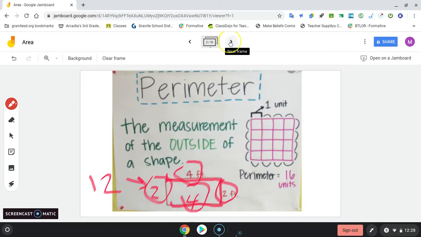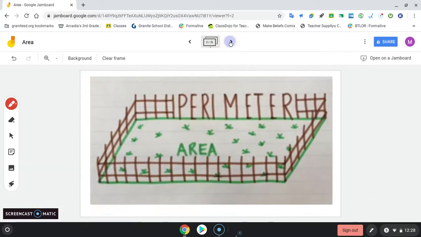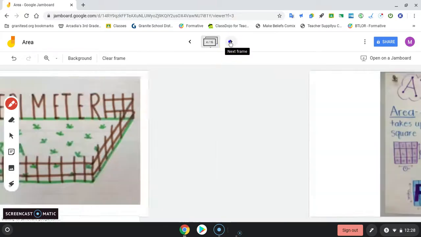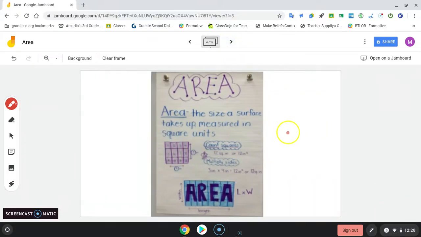Okay, now we're shifting it to area. So a good way to think about it, the perimeter measures the outside of a shape, right? So all the way around. And now when we're switching to area, we're going to measure the inside of an object. Area is the size a surface takes up measured in square units. So we're going to use squares to measure these things.